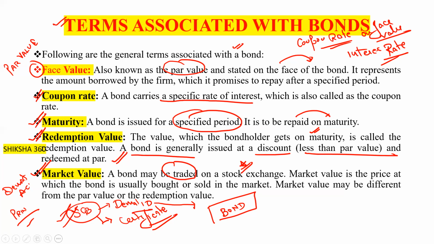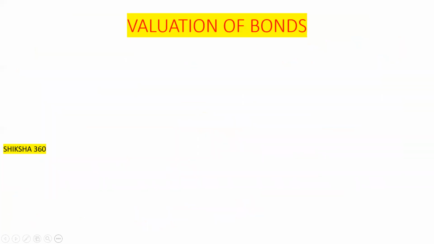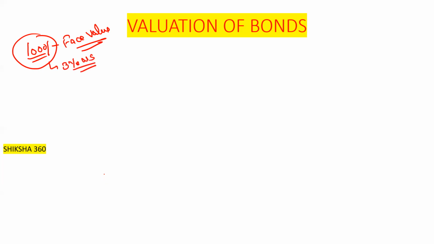Now let's take one example to understand how we can do valuation of the bonds. Say we have a bond having a face value of rupees 1000, and this bond has a duration of 3 years. You are purchasing this bond in July 2022.